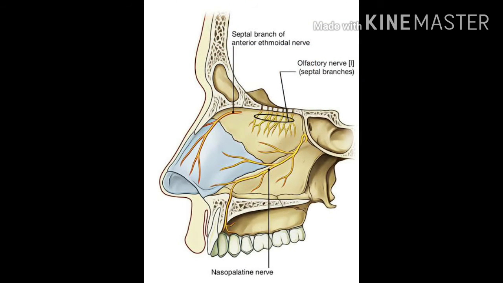Now coming to the special sensory nerve, that is the olfactory nerves. These are confined to the upper part of the nasal septum or the olfactory area. Like I told you in the last video, the upper 1/3 of the nasal cavity is lined by the olfactory mucosa. So in that area only we have the olfactory nerves, which help us in smelling. Olfactory is the term used for smell.